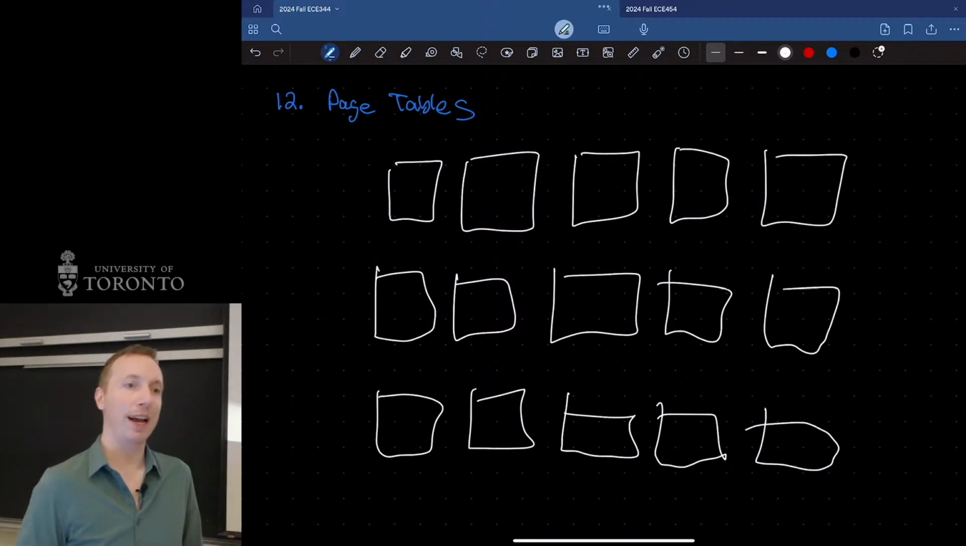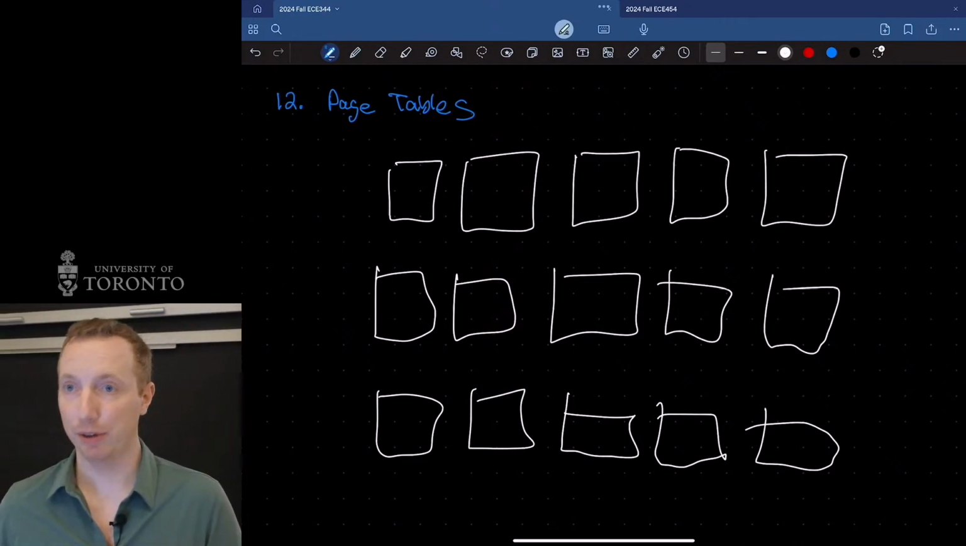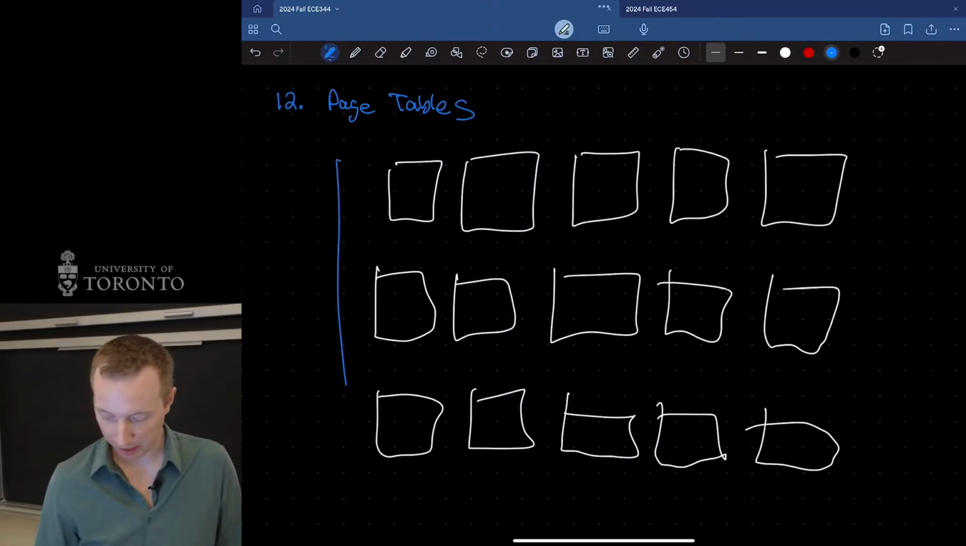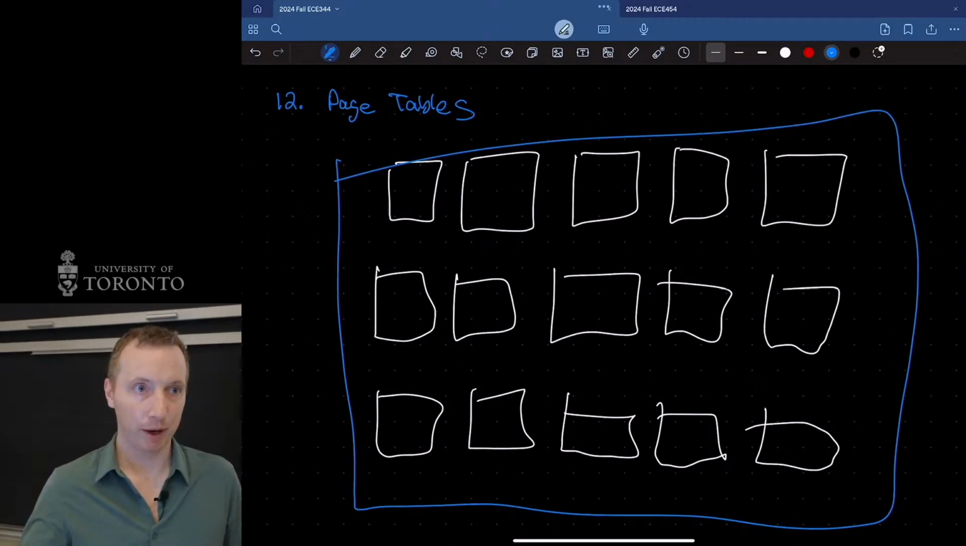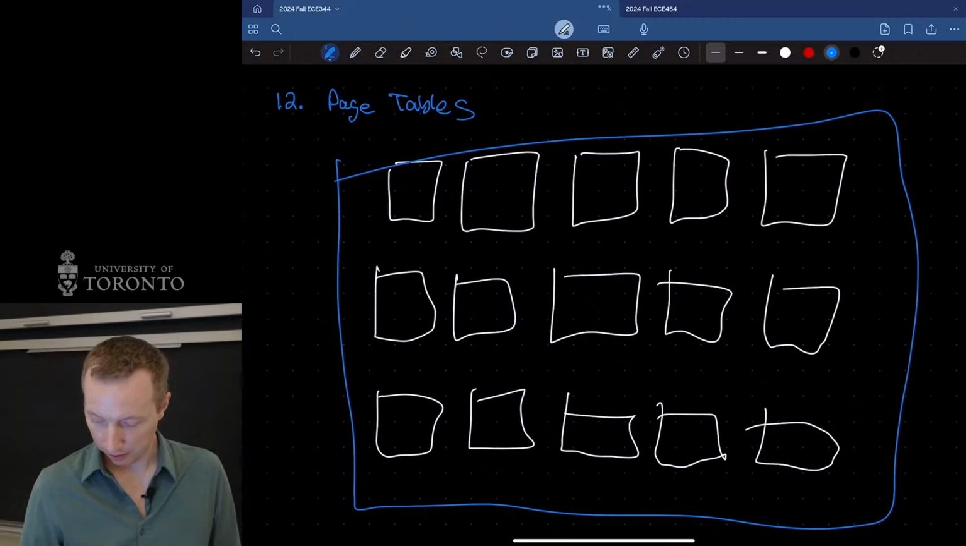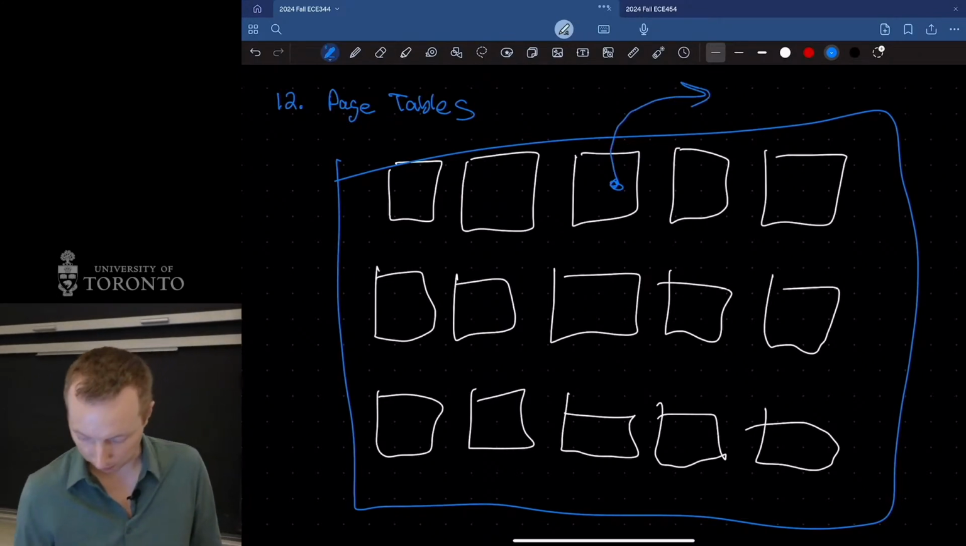So if we just had a massive page table, it might span every single block and take up everything, right? And then it would be easy, because whatever index we use just tells us exactly where to go and whatever page we find it on.